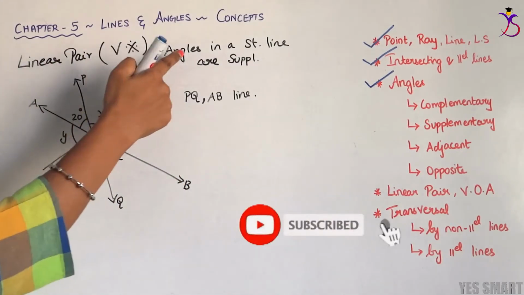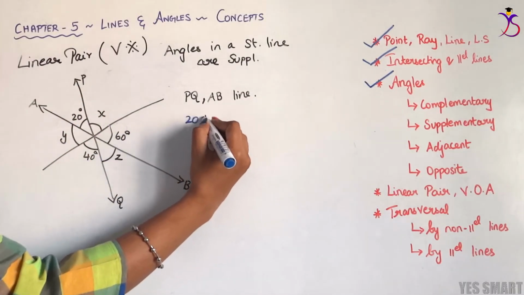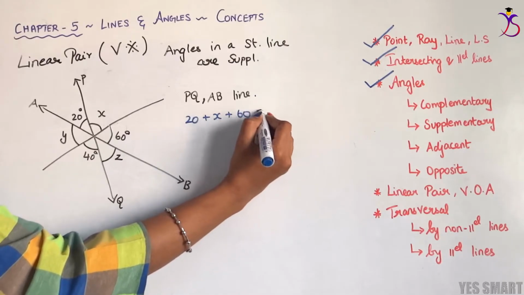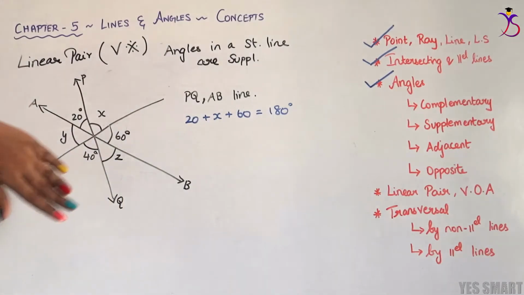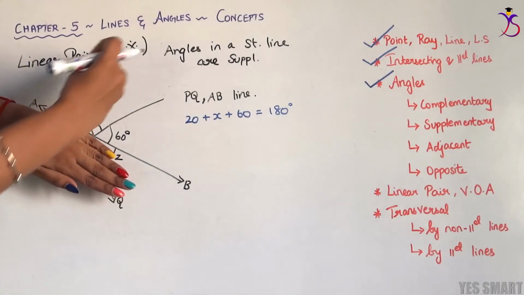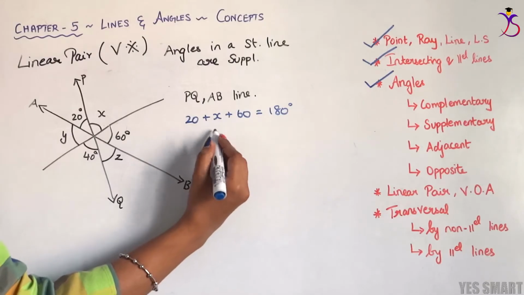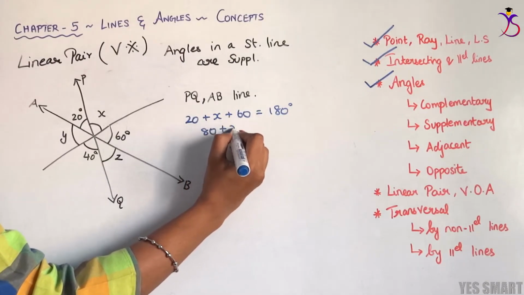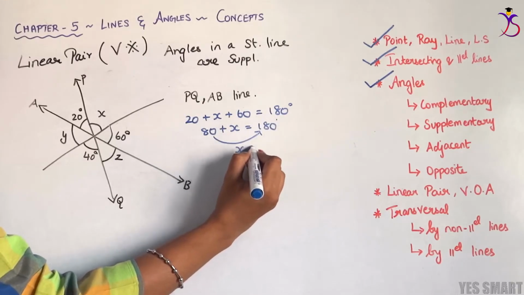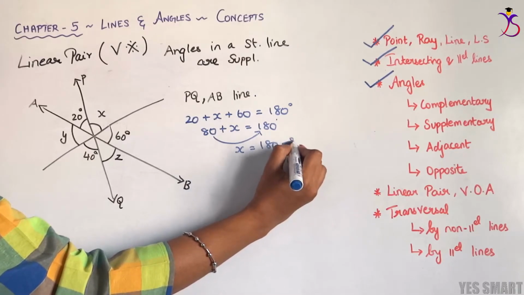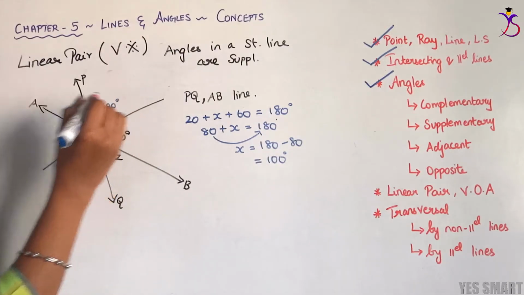If we consider the line AB, the sum of the angles formed on the line AB are supplementary. 20 plus x plus 60 equals 180, because on the straight line AB the angles formed are 20, x and 60. So the sum of these angles gives us 180 degrees. 20 plus 60 is 80. So 80 plus x is equal to 180. When 80 is moved beyond the equal to sign, it becomes minus 80. Therefore, x is equal to 180 minus 80, which is 100. Therefore, the value of x is 100 degrees.